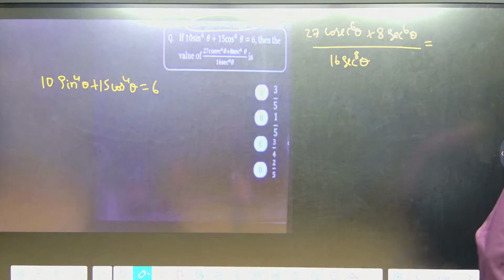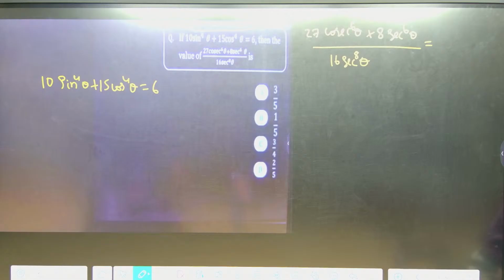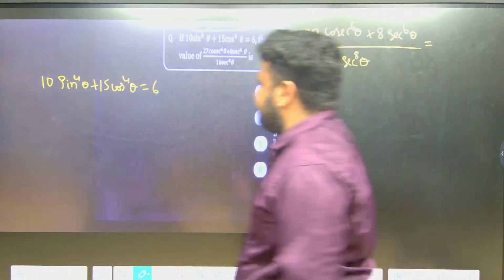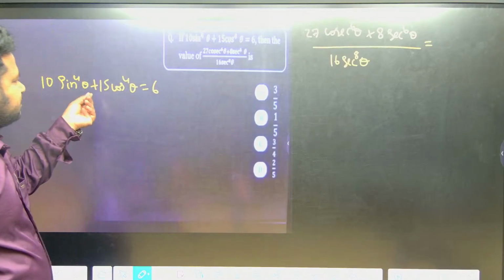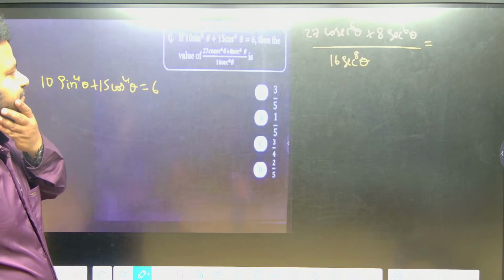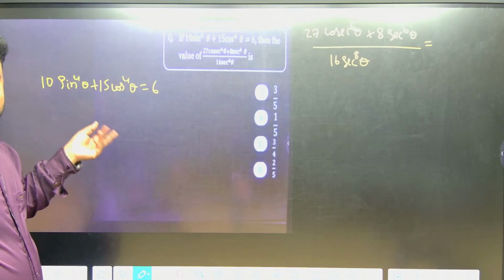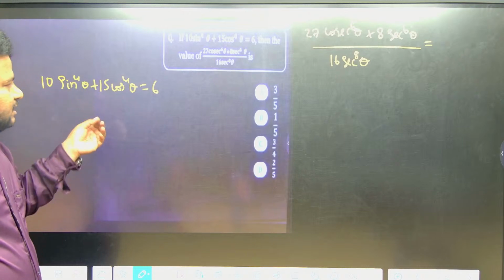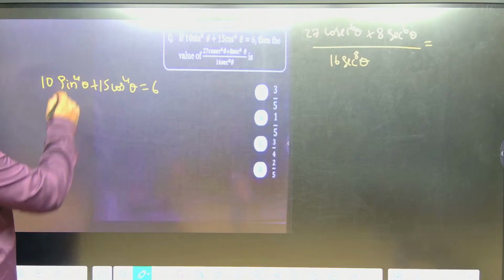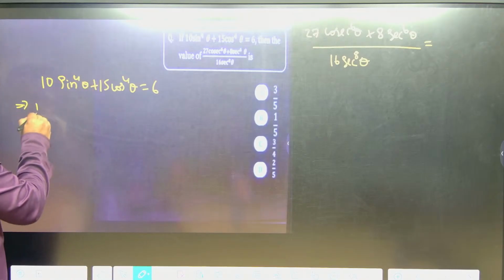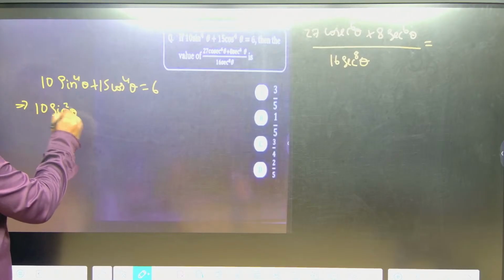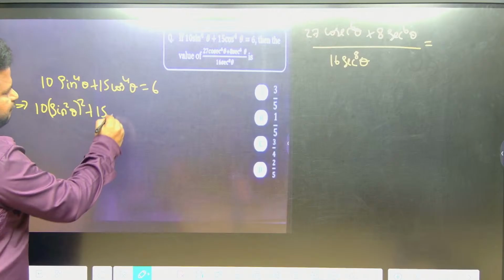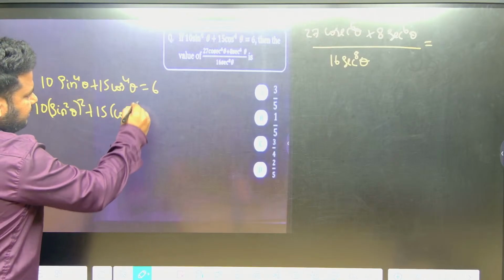Now look at this, what they have given. I hope it is visible what I am writing. Okay, fine. So this is what they have given friends. 10 sin power 4 theta plus 15 cos power 4 theta is equal to 6. I told you, let us write sin and cos in terms of each other. Everything you can convert to sin or everything you convert to cos. Let us convert everything to sin here. So sin power 4 theta I can write as 10 into sin square theta whole square plus 15 into cos square theta whole square is equal to 6.